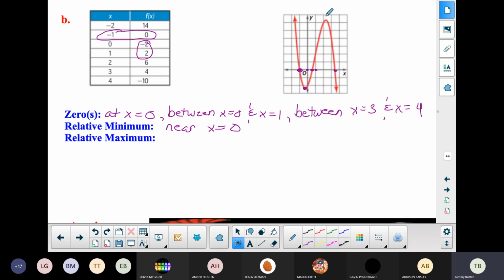And then your relative max is up here. And for that one, you could say near x equals 2. That's what I would probably say for that one. But if you said between x equals 2 and x equals 3, that would be okay.